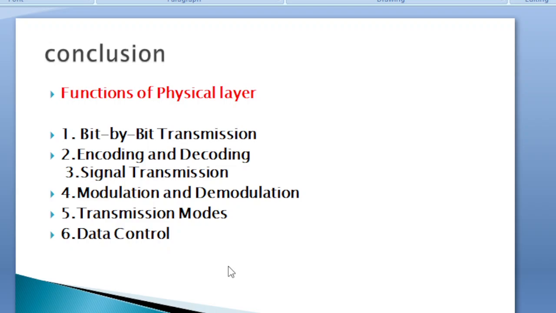In this class, we have learned the functionalities of the physical layer. Those are bit by bit transmission, encoding and decoding, signal transmission, modulation and demodulation, transmission modes, and data control.